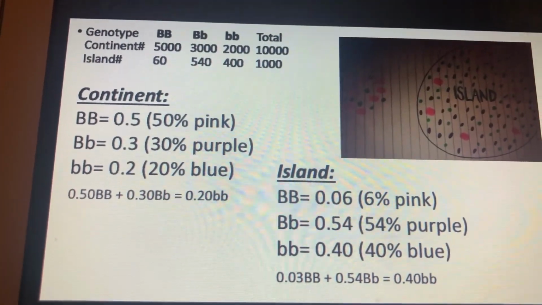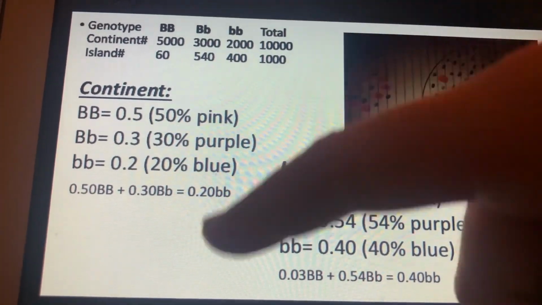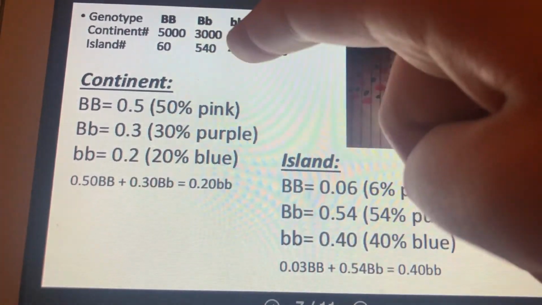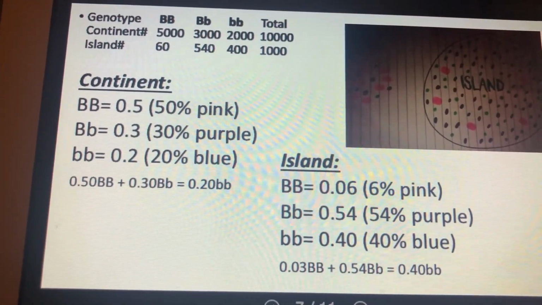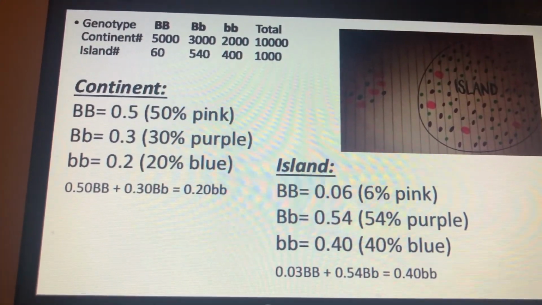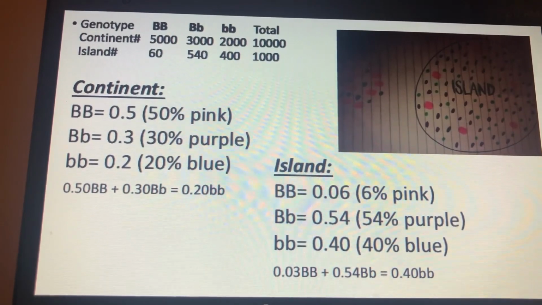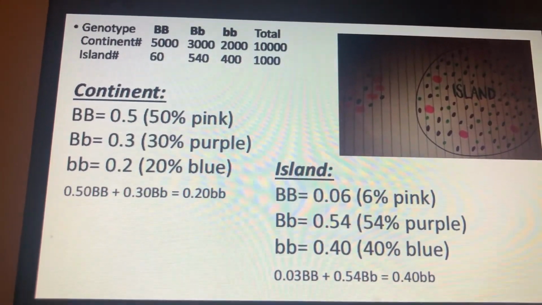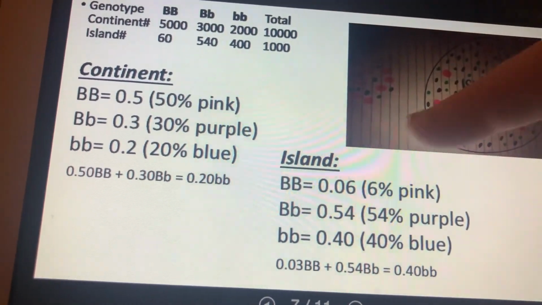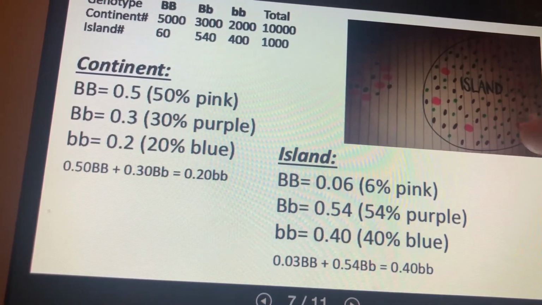So for the genotypic array of the continent population, we would have 5,000 out of 10,000, which equals 0.5, 3,000 out of 10,000, which is 0.3, and then 2,000 out of 10,000, 0.2. And for the genotypic array of the island, initially we would have 60 out of 1,000, which is 0.06 for big B big B, 540 out of 1,000, which is 0.54, and 400 out of 1,000, which is 0.40. So looking at this, we see that there were 50% pink, 30% purple, 20% blue, and 6% pink, 54% purple, and 40% blue.